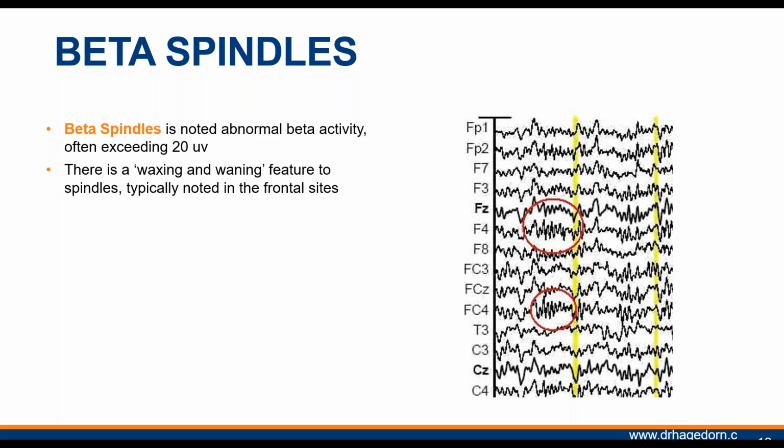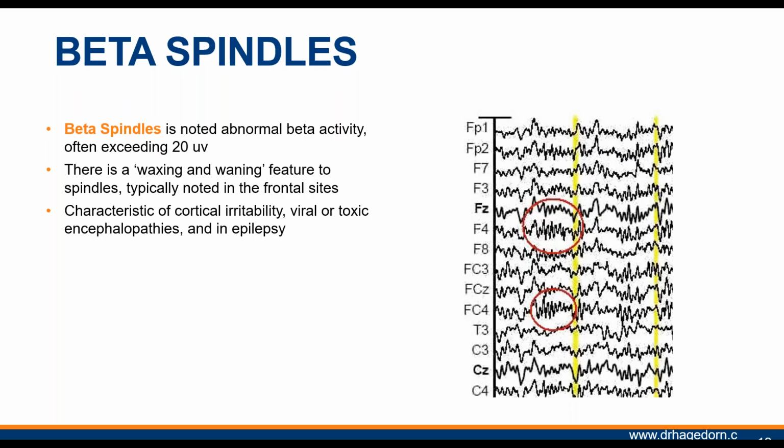So you won't see beta spindling for the entire 10-second segment. You're going to see it in tiny little chunks as it is here. And oftentimes they're going to show up in frontal electrode locations. So here you can see that they are both in frontal leads.